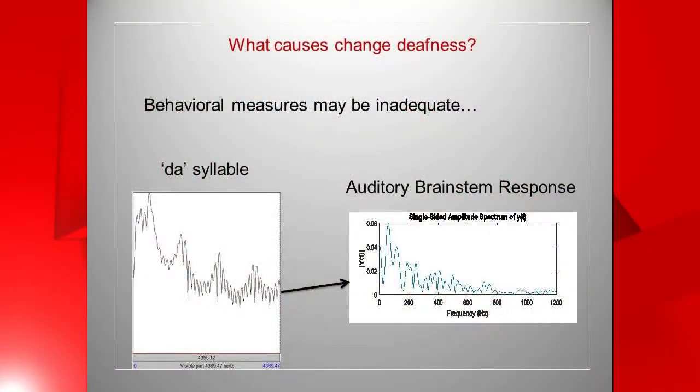So on the left-hand side here, I have a physical representation of a speech syllable, a DA syllable, and on the right-hand side, I have a representation of someone's brainstem response when they were trying to listen to this DA syllable. And so what you can see is there's definitely some overlap between the two. However, more importantly, you can see what that person was missing.